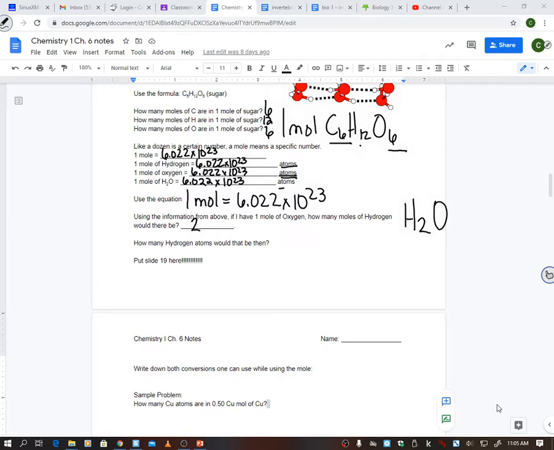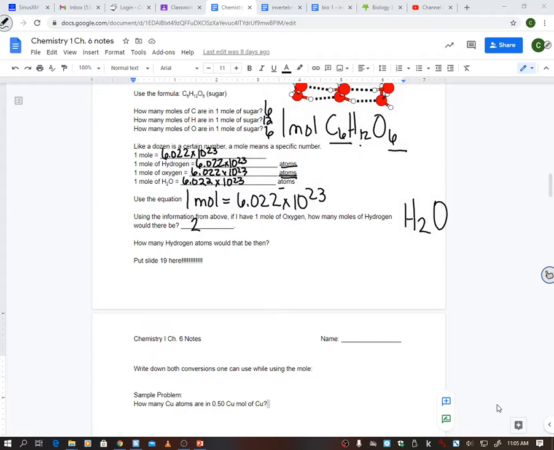There would be 2, all right? So if I have 1 mole of H2O, I have 2 moles of hydrogen, just like up above, I had 1 dozen waters, but I had two dozen hydrogens. Same thing here with moles. So how many hydrogen atoms would that be?